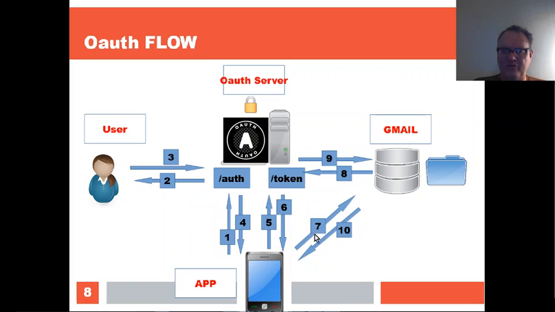Then the app creates a request to the Gmail server, or whatever resource server it is, incorporating that token. The Gmail service will verify the token by contacting the OAuth server, and the OAuth server will then grant or deny permission. Assuming it grants permission, then finally Gmail will send back the information you requested.